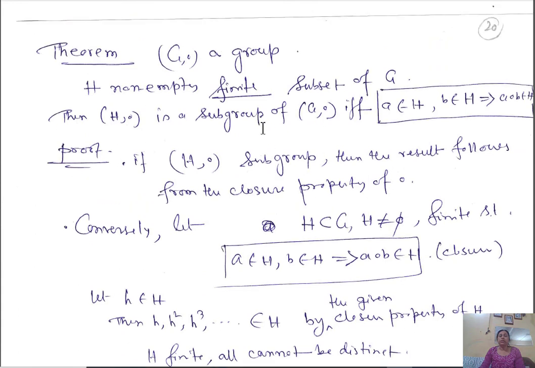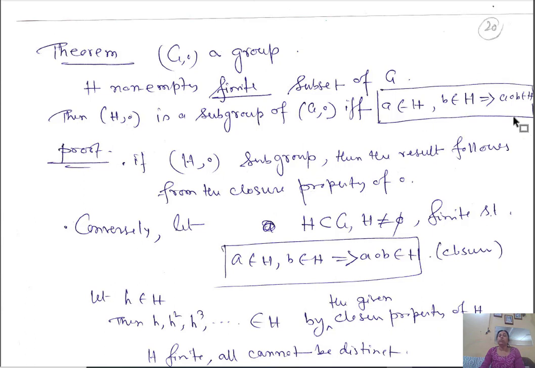So the proof is also simple. If this is a subgroup, then the closure property holds automatically. This means that in a subgroup, this closure property always holds. So this way the proof is immediate.